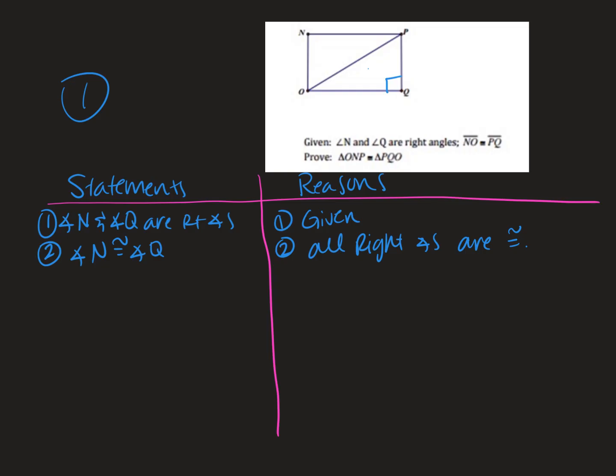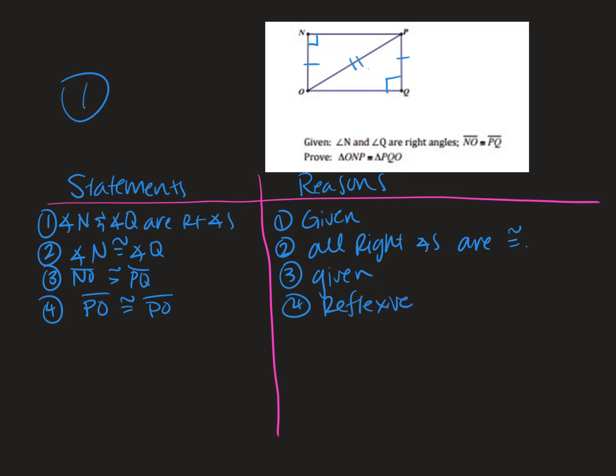All right, so number 3 is going to be the next given. NO is congruent to PQ. That's given, and then I'm going to mark it on my picture. So NO is congruent to PQ. Then I see that I have a reflexive property there in the middle, so PO is congruent to PO, and that's reflexive.